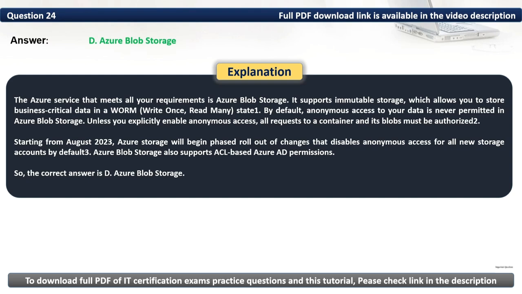By default, anonymous access to your data is never permitted in Azure Blob Storage unless you explicitly enable anonymous access. All requests to a container and its blobs must be authorized. Starting from August 2023, Azure Storage will begin a phased rollout of changes that disables anonymous access for all new storage accounts by default. Azure Blob Storage also supports ACL-based Azure AD permissions. So the correct answer is D, Azure Blob Storage.